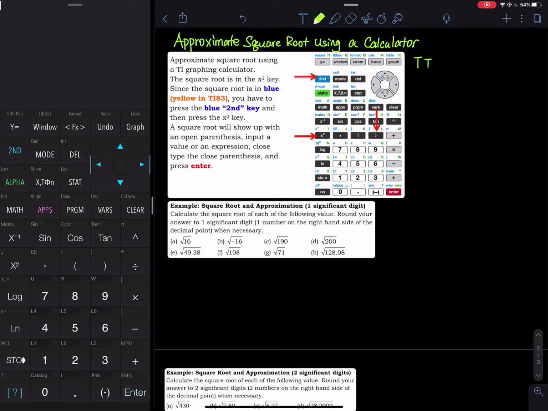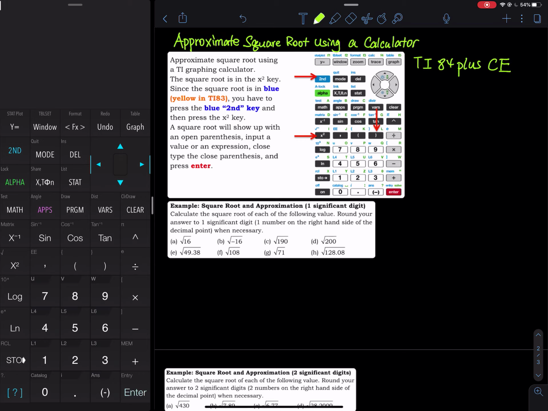So the way you find a square root is, do you see that there is an x square key? The x square key is right next to a comma. Do you see where the 7 is? Just look at my calculator on the left, or your own graphing calculator. Find the 7, and then take a step above that. You see a comma, right? And then on the left hand side, there is an x square.